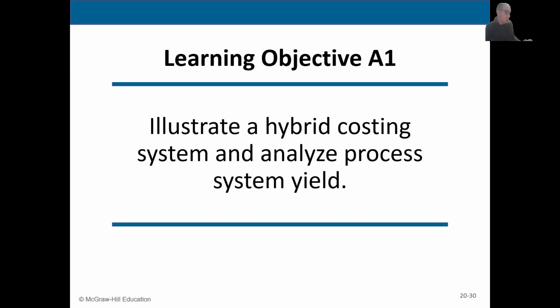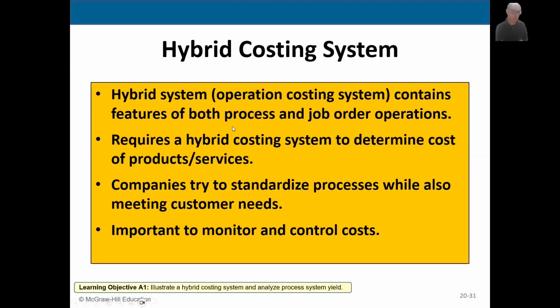The reality is, there's no perfect system. The majority of companies that produce products usually use a combination of both job order costing and process costing. We call this a hybrid cost system, okay, where we use both. So we're using a job order cost system and a process cost system. We call this a hybrid. It requires both systems to work together, right?